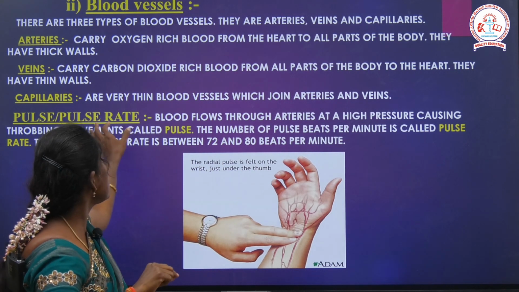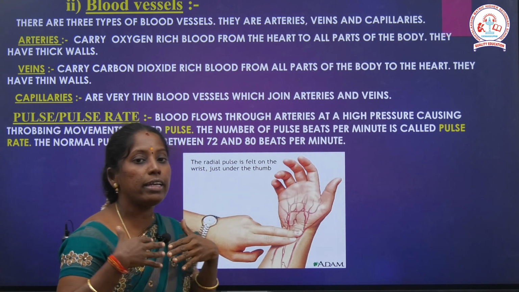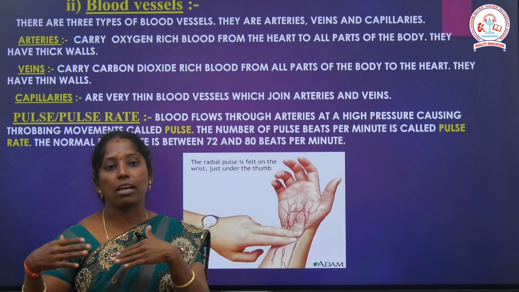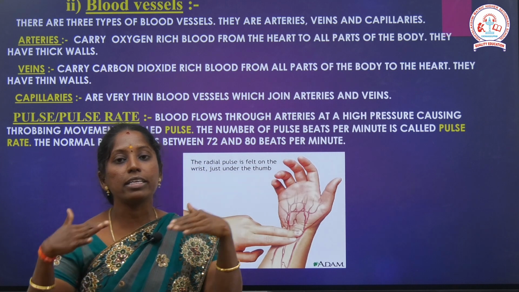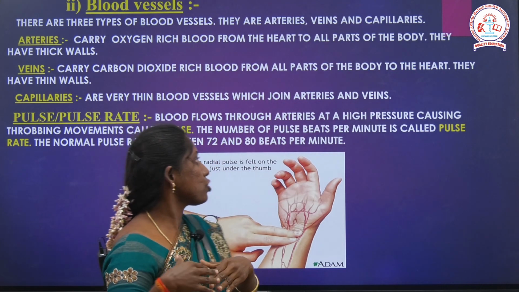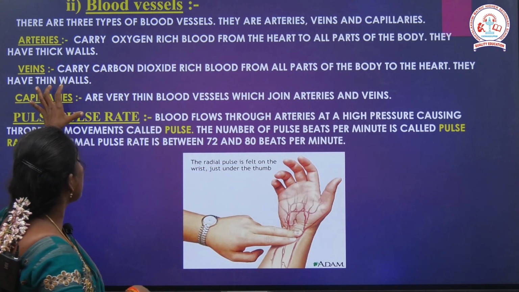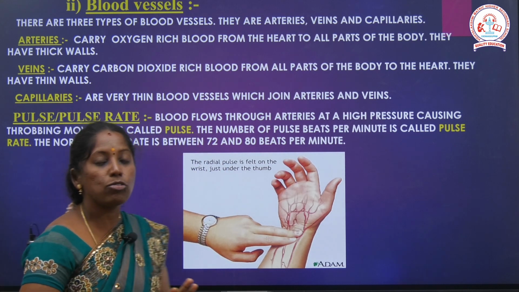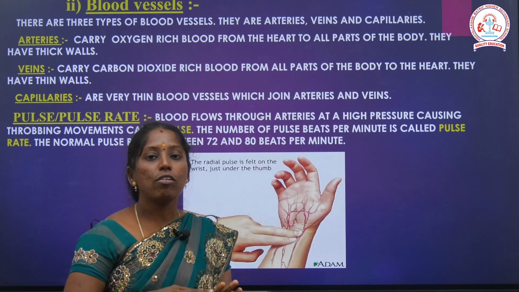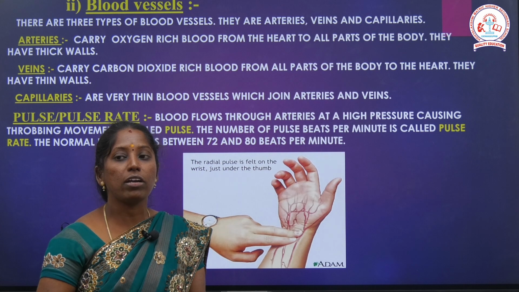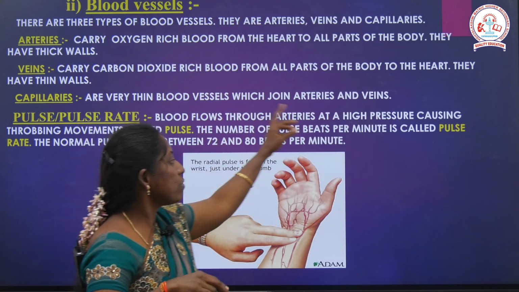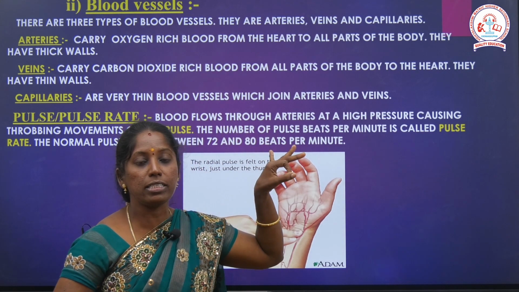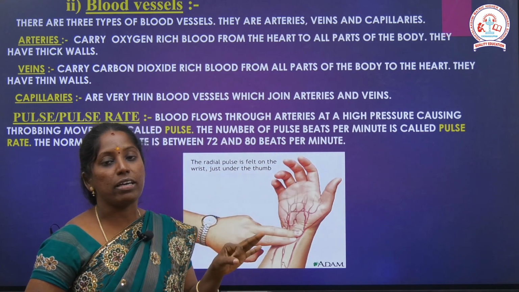Then the third one is very important. Capillaries join arteries and veins. These are also thin blood vessels. They connect the arteries and veins, like a connection. So these three are called blood vessels. They carry the blood from the heart to all parts of the body, and from all parts of the body back to the heart, and capillaries connect the arteries and veins. So three parts: arteries, veins and capillaries.